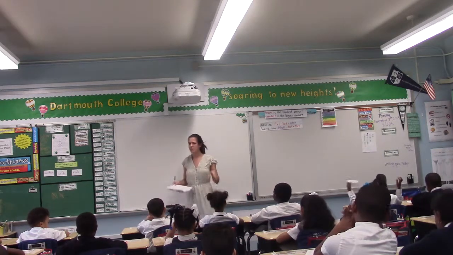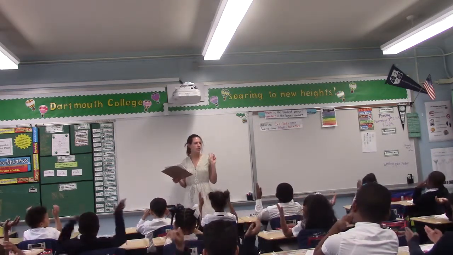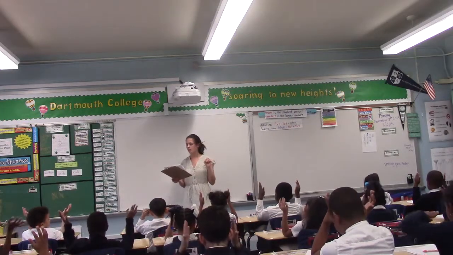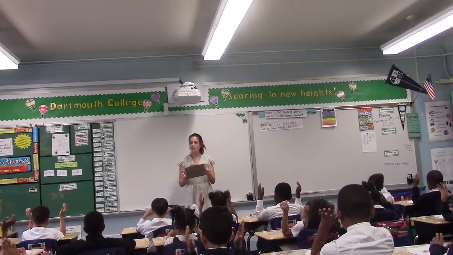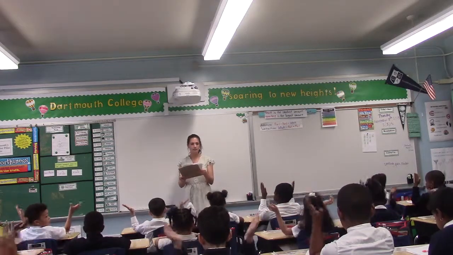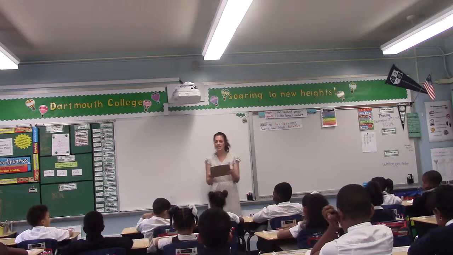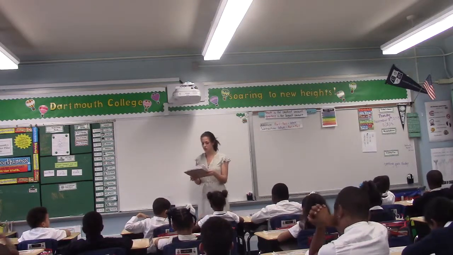Number 3, what does conflict mean? Hands are up, parallel lines, 3, 2, 1, 0. Back in scholar. The correct answer is D. It's the problem in the story.